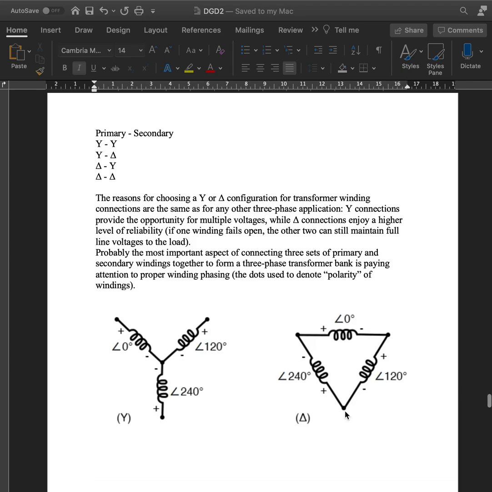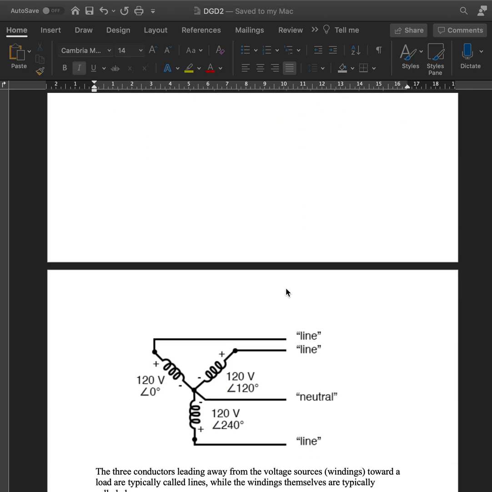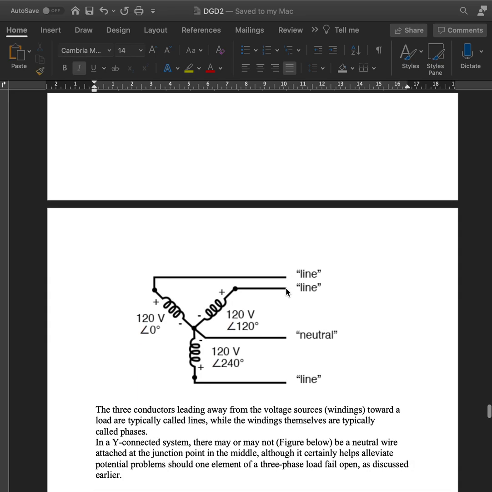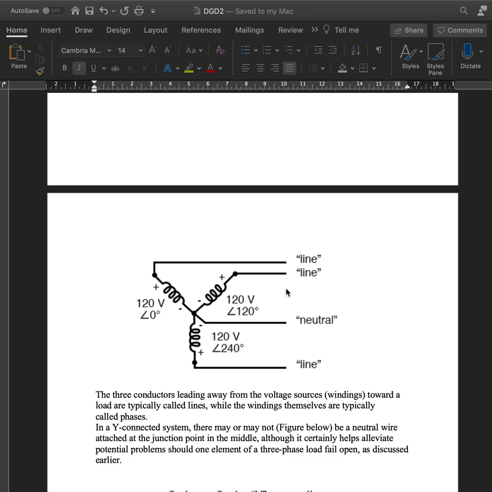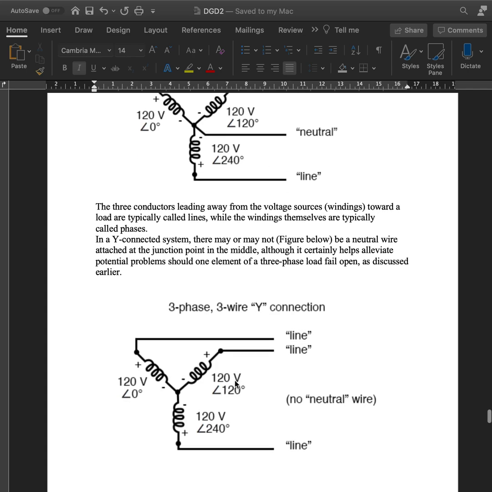This means that the voltage drop at the point, at the voltage here, here, and here, is going to be 0, as the voltage coming in is the one taking the voltage out at that point, so it's going to be 0 there. So I think Y is the only one that has a neutral wire in it. It's typically called the junction point, although it certainly helps with potential problems, such as when one element of the three-phase load opens, as discussed earlier. So three-phase without the Y connection here.